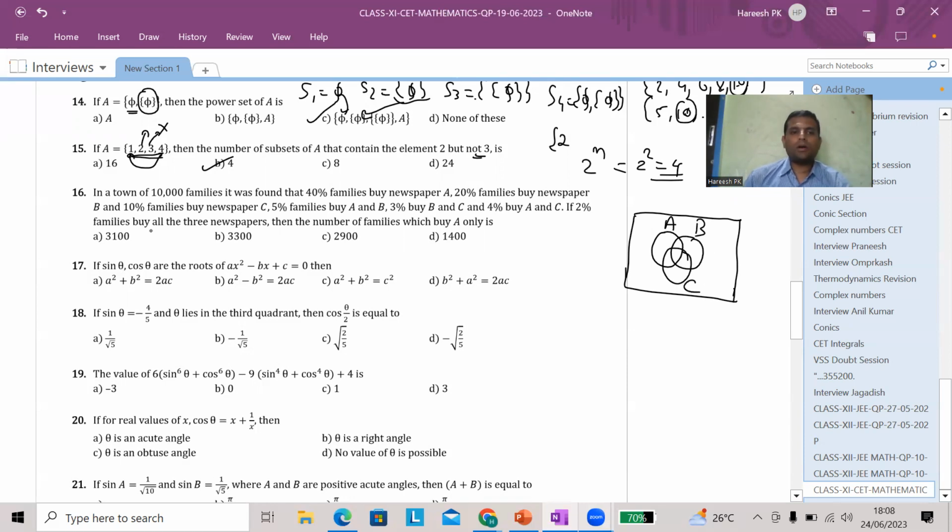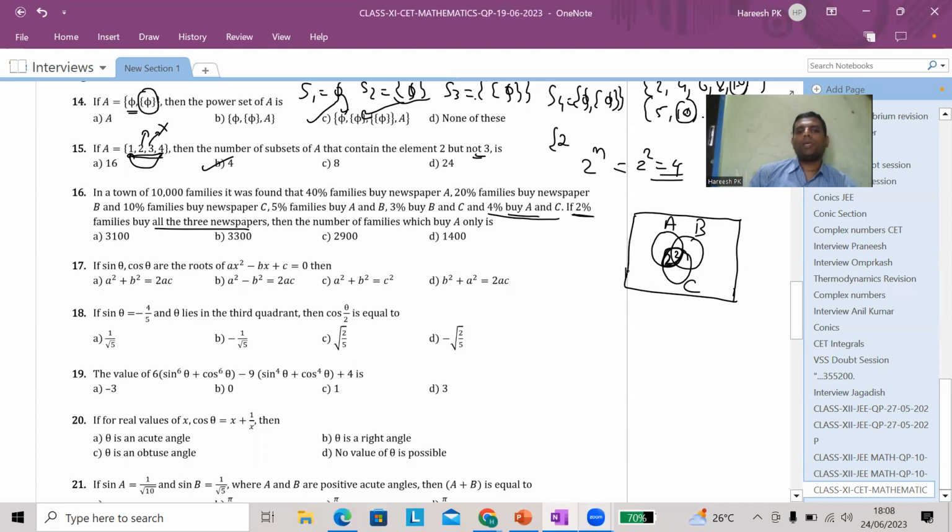So how many read all the 3 newspapers? They have given 2%. So I'll put 2 here. And how many read A and C? 4%. So A and C means this full region. This region is 4%. And in 4%, 2% is here. So here will be another 2%.